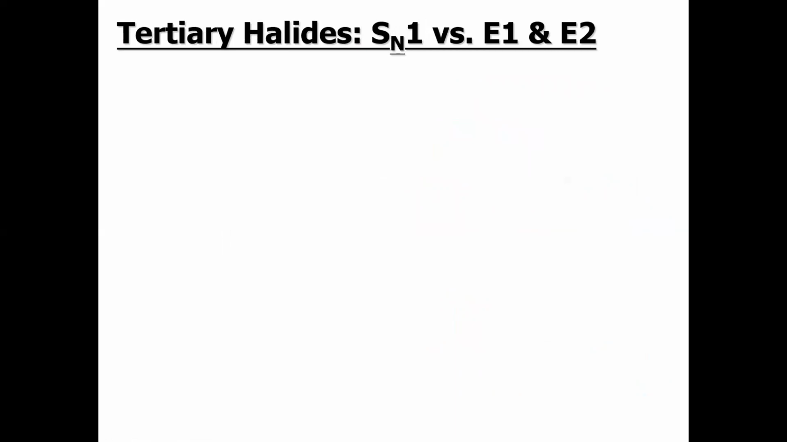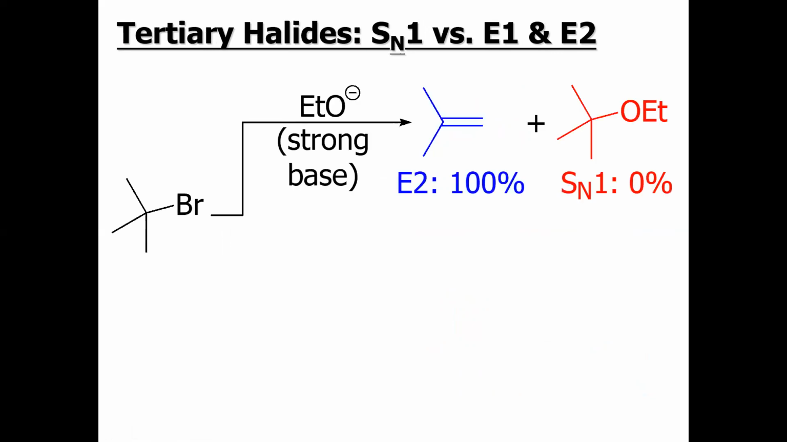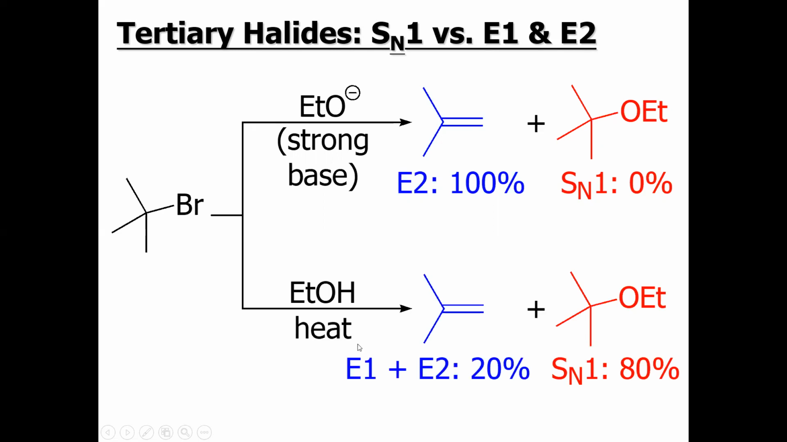Okay, tertiary halides. What happens? What is the competition between SN1, E1 or E2? What happens in this case once you are using a tertiary halide? With a tertiary halide, if you are using a strong base, as already mentioned, it favors elimination rather than the SN1 reaction, 100% elimination. But if you are using a solvent and only providing heat, you will have a mixture of E1, E2, and SN1. So see, heat can make a dramatic change in the product.